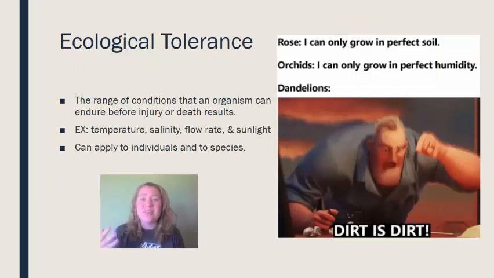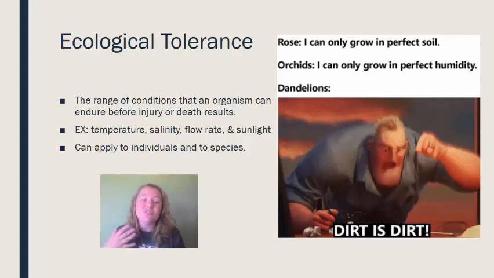These are all some of the things that an organism needs in order to live. So this brings us into the idea of ecological tolerance, which is the range of conditions that an organism can endure before injury or death results. So kind of the range of where can this organism actually live. Now, some organisms have very narrow ranges of their ecological tolerance. For example, a rose or an orchid needs the perfect soil, needs the perfect amount of humidity. But then there's other flowers like dandelions, and they can just grow anywhere, and they just really don't care. As long as they have some soil, they're going to start growing.